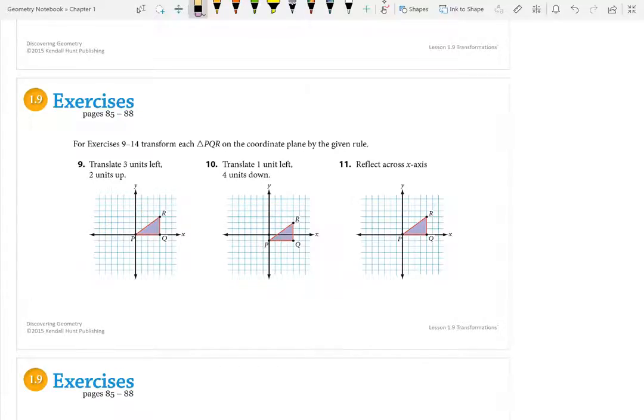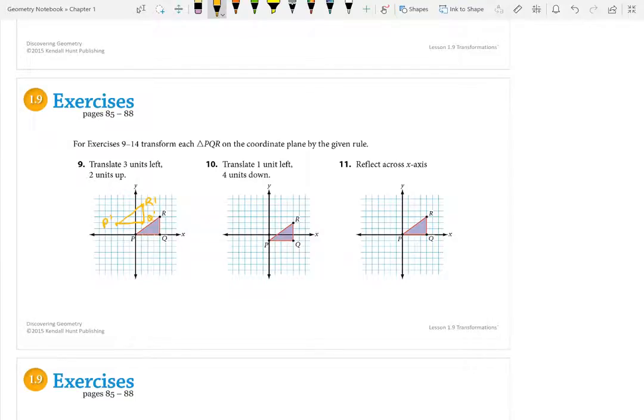So let's do that again. 1, 2, 3, 1, 2. That would actually be P prime right here. And then 1, 2, 3, 1, 2. That would be Q prime. 1, 2, 3, 1, 2 would be R prime. So again, it should look like the same size and shape, which it is. That's the translation of 3 to the left, 2 up.